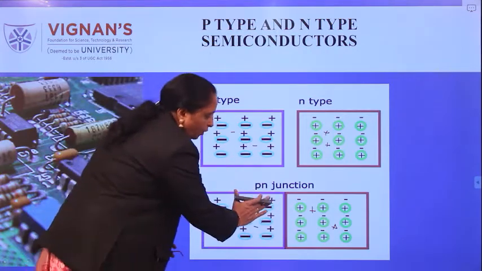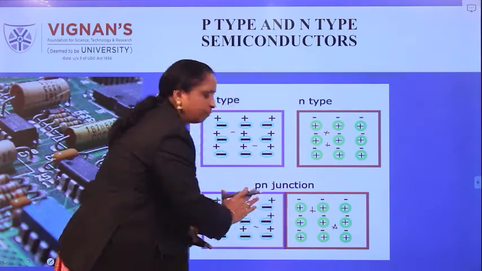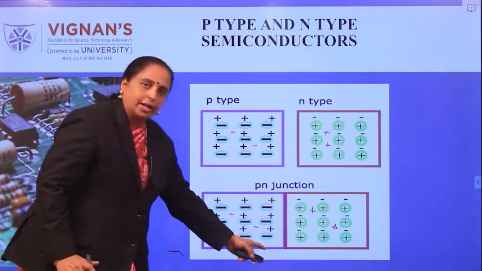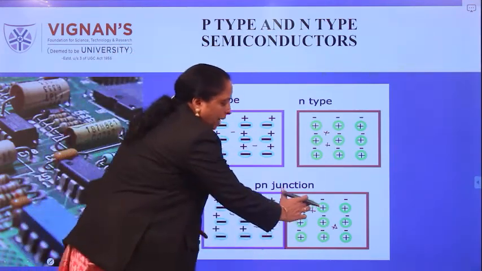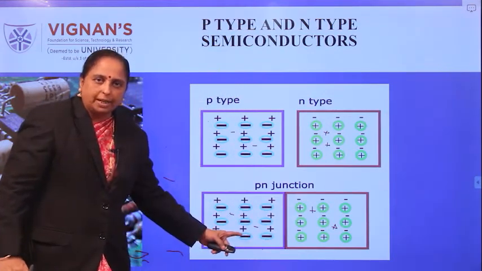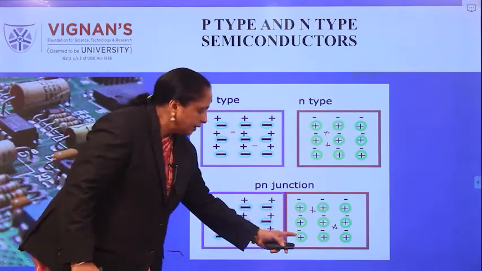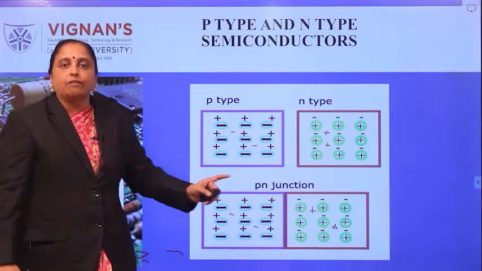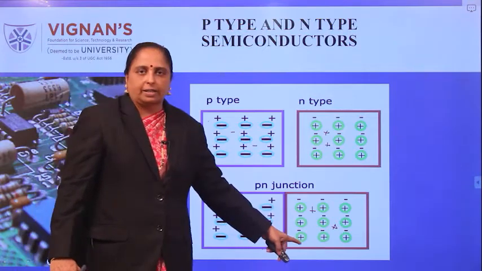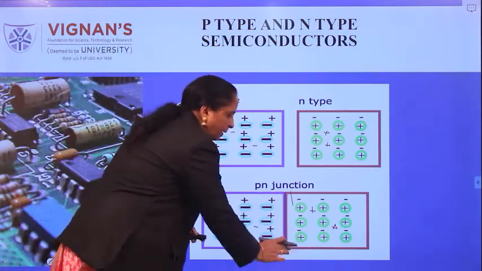So, very few of the holes which are nearest to this wall will move to this side, leaving negative ions. Similarly, the electrons from the N side cross towards the P-type material by the process of diffusion and leave positive ions on the right side. So, after some amount of time, a strong barrier will be formed.